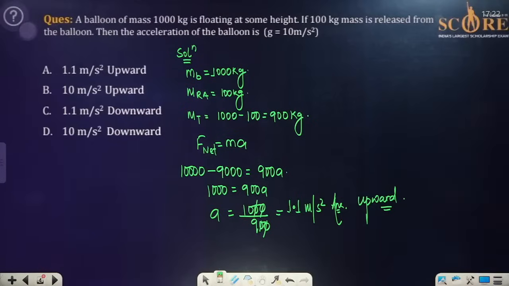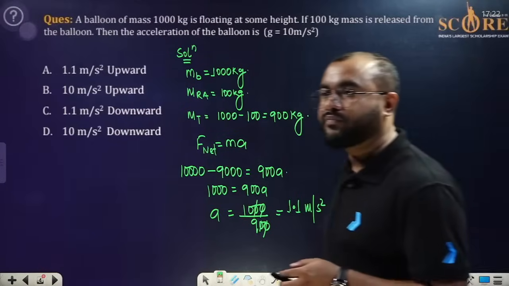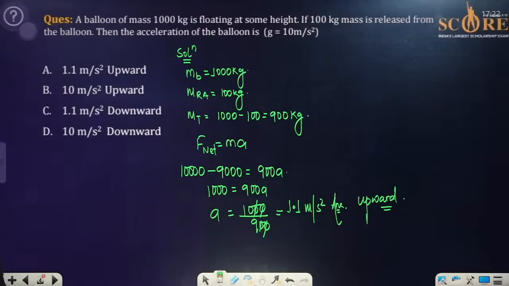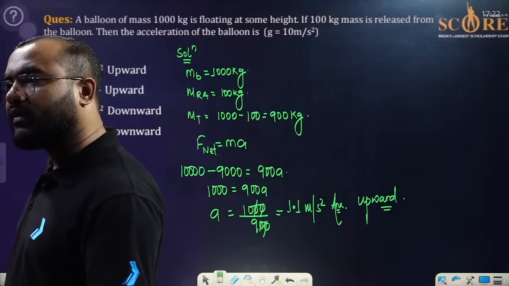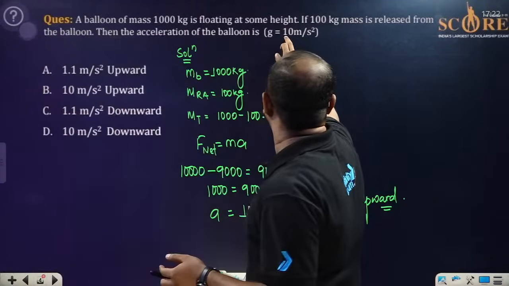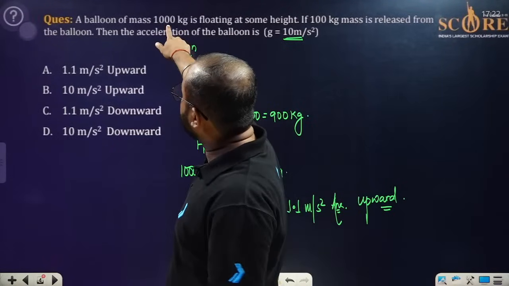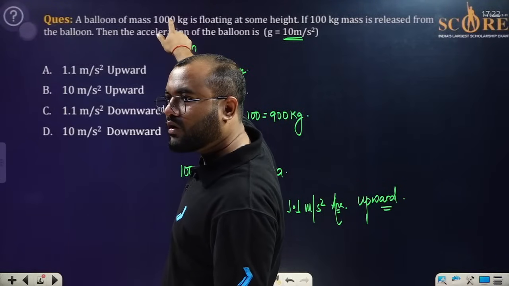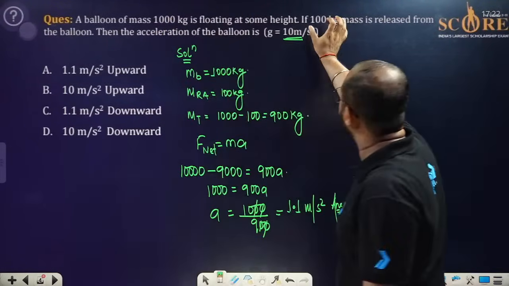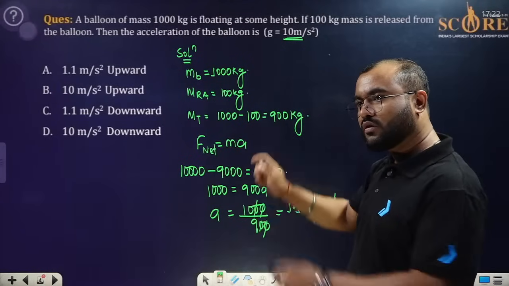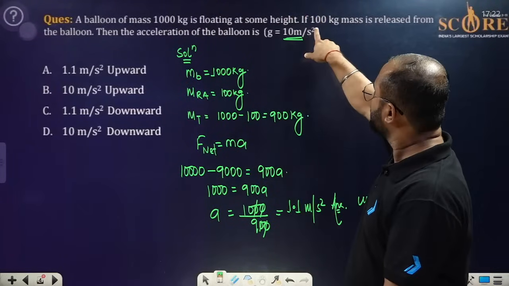This much is clear to all? We have to take the value of g as 10. The total mass of this body is going to be 1000, and the 100 kg is released downwards, equal and opposite.